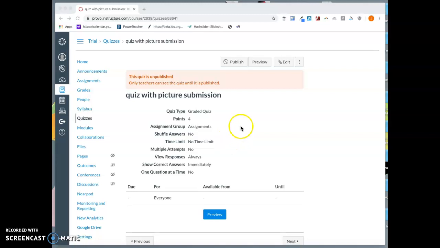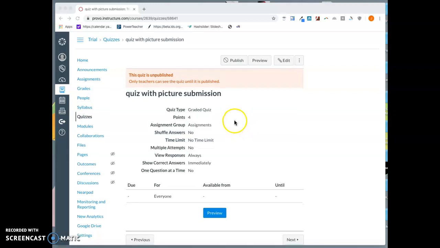Let's show you how you're going to be taking your quizzes, your tests, and entering your work on Canvas. If you were in the test, which would just be the quiz, we're going to do this one as an example, the quiz with a picture submission. Don't worry about the name.